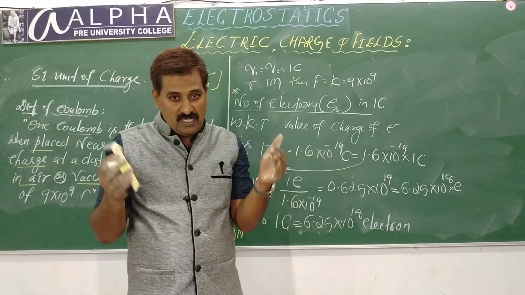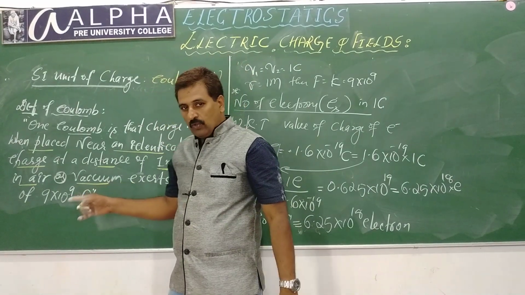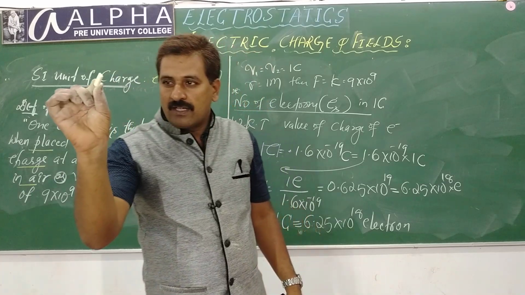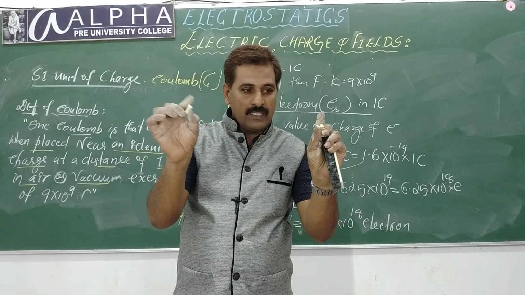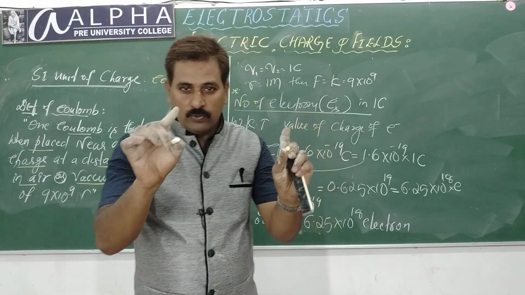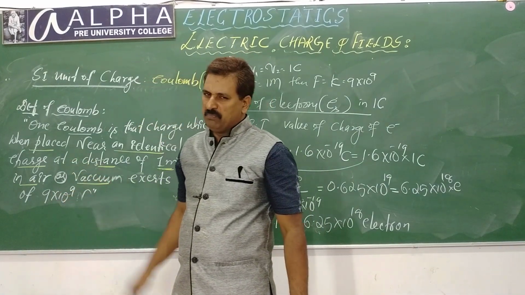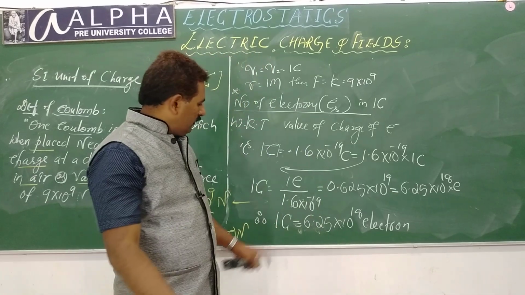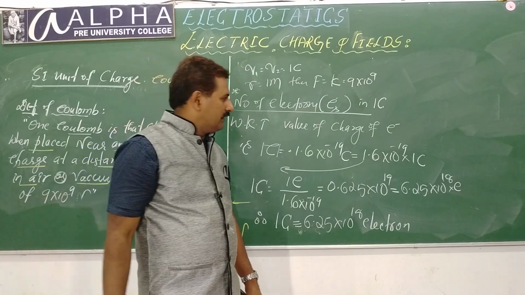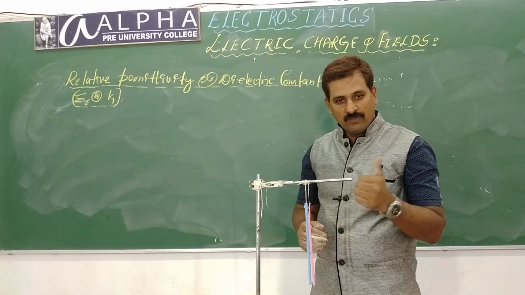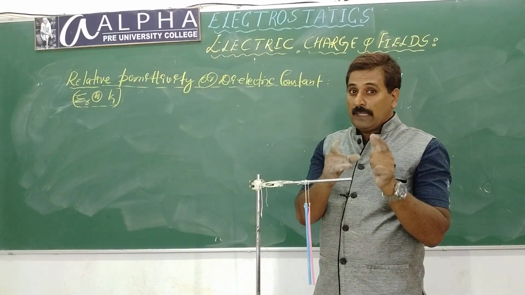The effects produced by charge, to deal with them, we need a big value. What is 1 coulomb? Remember, 1 coulomb is a charge which, placed near another identical charge in air or vacuum with a separation of 1 meter, produces a force between them of value 9 10 power 9. Big value. I showed you. So in terms of number of electrons, it is 6.25 10 power 18. Students, we learned what is 1 coulomb and how much it is in terms of number of electrons.